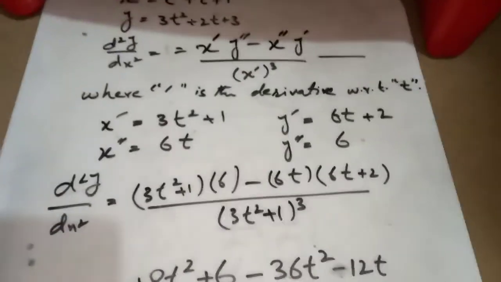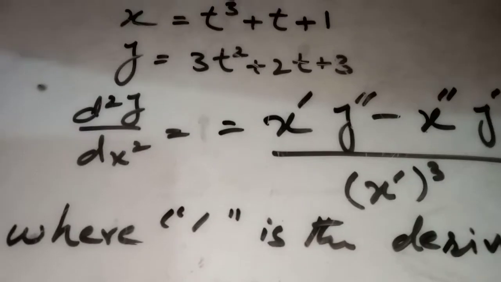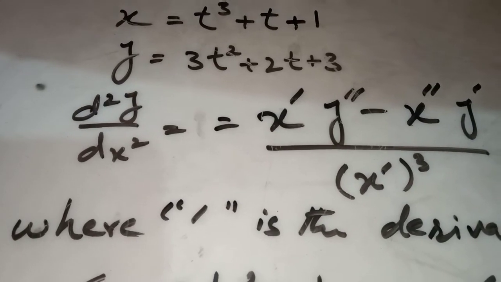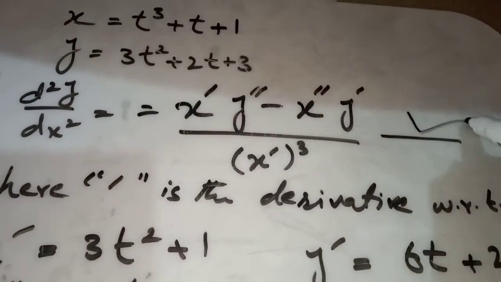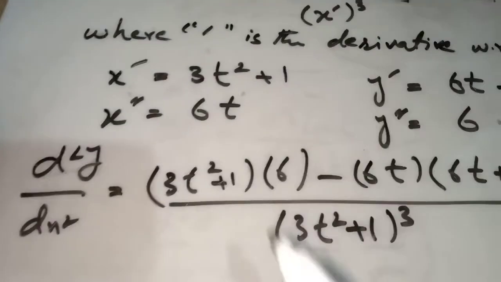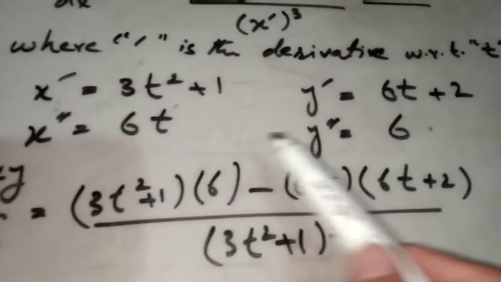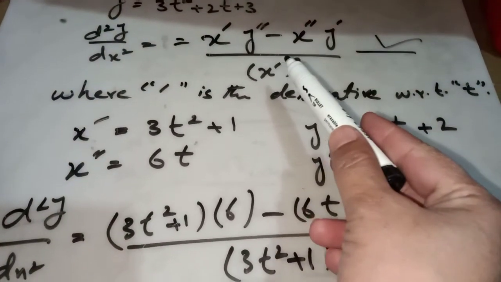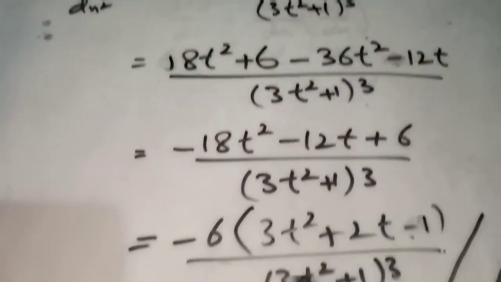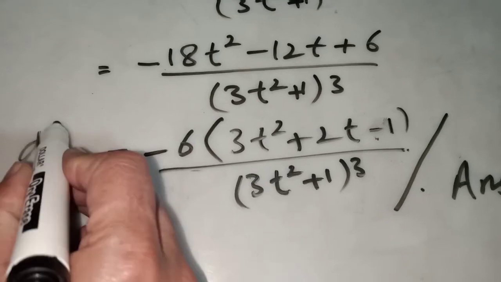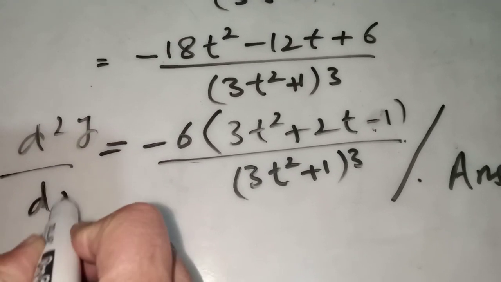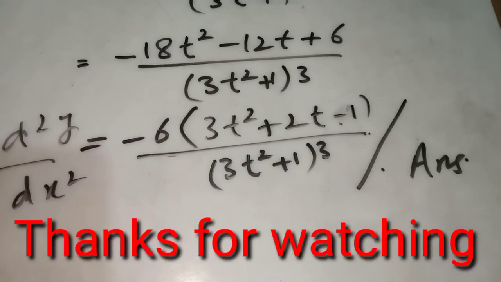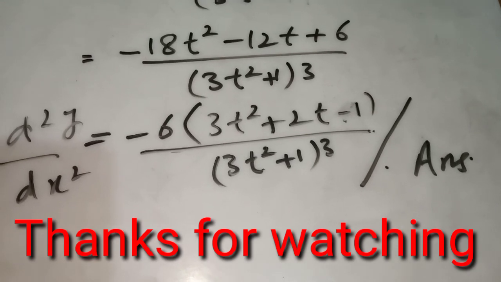Let's have a look. It was a question where x and y are given, and you have to find the second order derivative d2y by dx square. You use this formula. Find the first derivative of x, second derivative of x, first derivative of y, second derivative of y, and put these values in the formula given above. And after simplification, you directly get your required answer, which is d2y over dx square, very quickly, spending a very low amount of time.